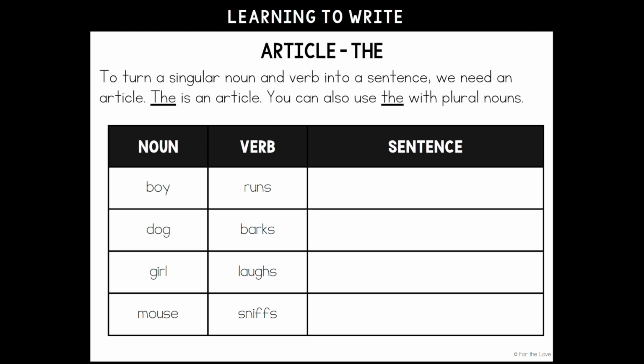To turn a singular noun and verb into a sentence, we need an article. The is an article. You can also use the with plural nouns. So here I have given students singular nouns and verbs, and they need to turn them into a sentence. But boy runs is not a complete sentence in English. We need to add the article the. The boy runs. So students are going to turn these two nouns and verbs into a sentence using the article the. Here's the answer key.